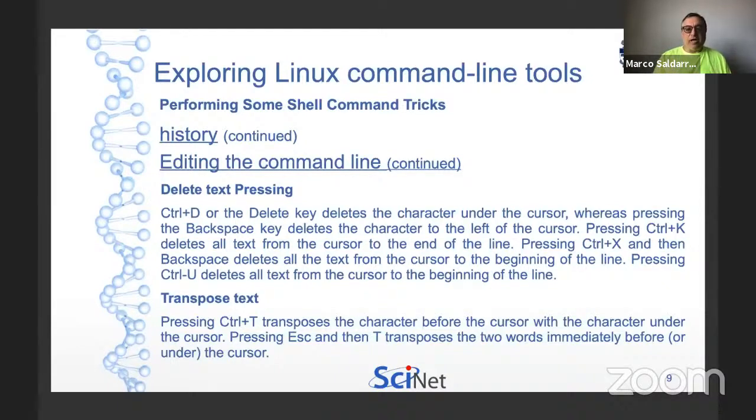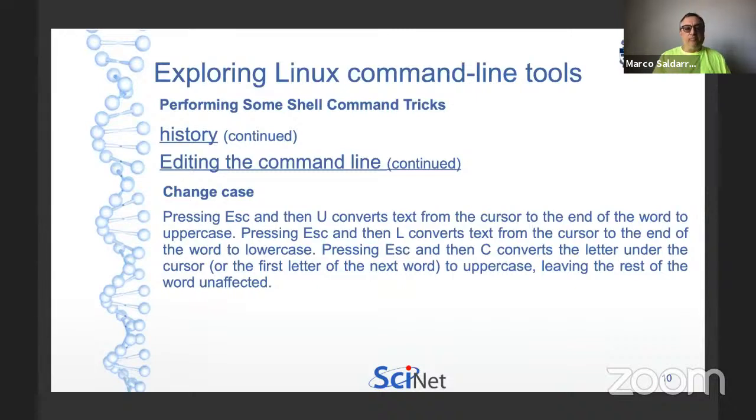Control T transposes the character before the cursor with the character under the cursor. Escape and then T do the same, but with two words. You change the order of the words. To change case, press Escape and then U to convert the text from the cursor to the end of the word to uppercase. Escape and L converts to lowercase. Pressing Escape and then C converts the letter under the cursor or the first letter of the word to uppercase, leaving the rest of the word unaffected. Maybe you need just to uppercase the first letter. It's very common.